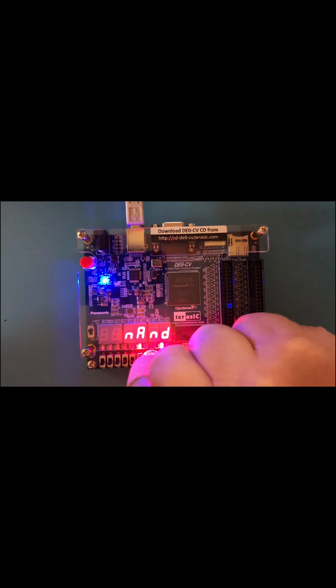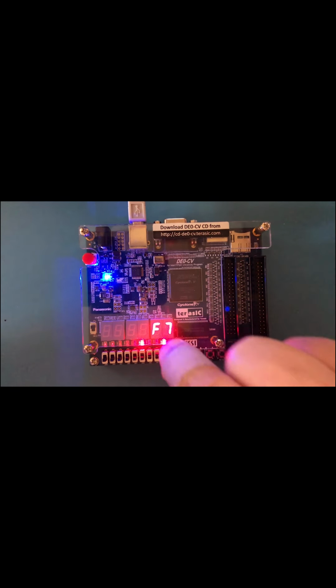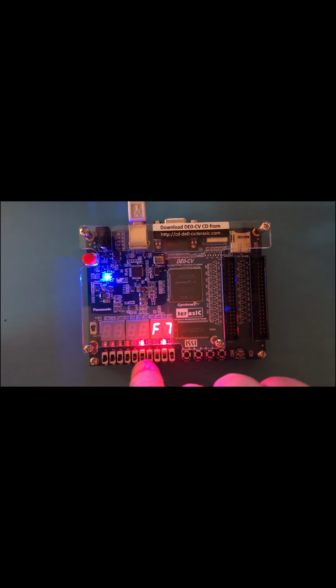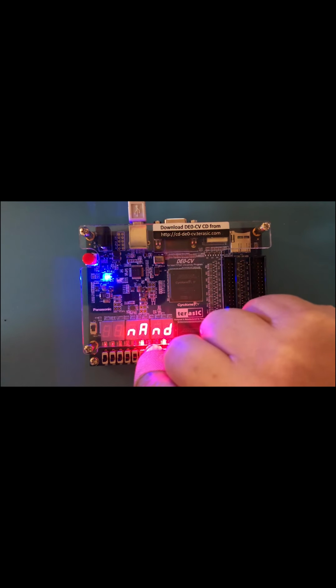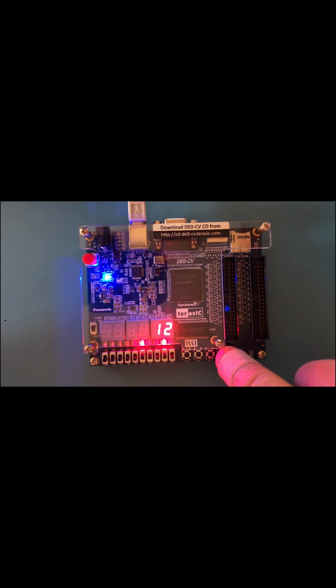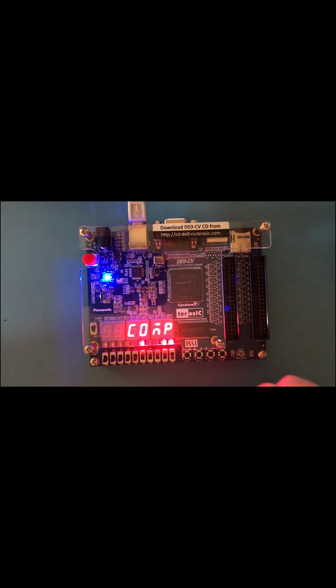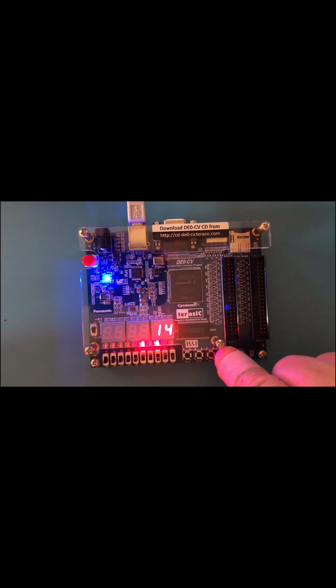That's 12, and that's what we have in the ALU. Now it executed, and it went from F5 to F7. And now it's going to jump to 13, and in 13 we should have a comp. Let's see if this is correct. So we have a comp, and then after that 14, and then whatever we do, nothing happens. It's finished, and it's done. Well, that's my program. Thank you.